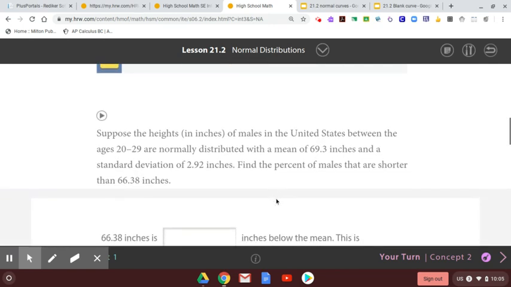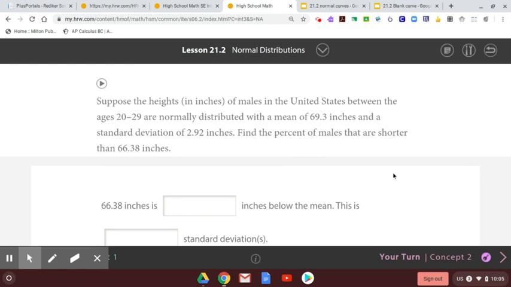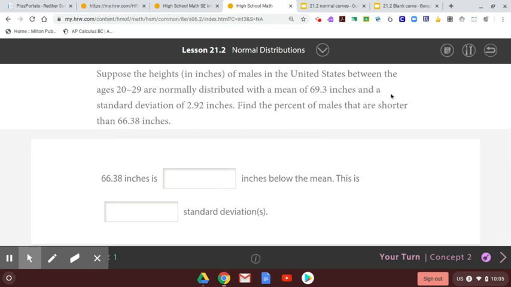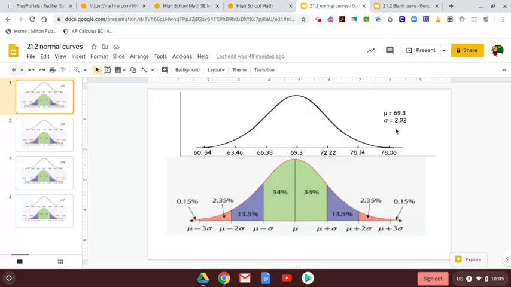So let's look at an example. So this says that suppose the heights in inches of males in the United States between the ages of 20 and 29 are normally distributed. That means we can draw the normal curve with a mean of 69.3 inches and a standard deviation of 2.92 inches. Find the percent of males that are shorter than 66.38. So when you're doing problems like this, and this is what most of your homework problems will look like, you want to set up a normal curve and put your values. So we've got 69.3 is the mean, 2.92 is the standard deviation.